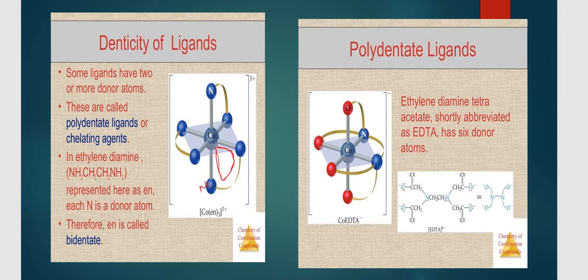For example, if I write this as NH2, CH2, CH2, NH2, here it is binding through this nitrogen as well as this nitrogen, and you can see with the metal it is making a cyclic structure. So we call it a polydentate ligand. If I see ethylene diamine, or ethane 1,2-diamine, it can be polydentate because it has more than one donor site, actually two donor sites. It is also chelating because it is making a cyclic structure, and it is a symmetrical didentate ligand because it is symmetrical.